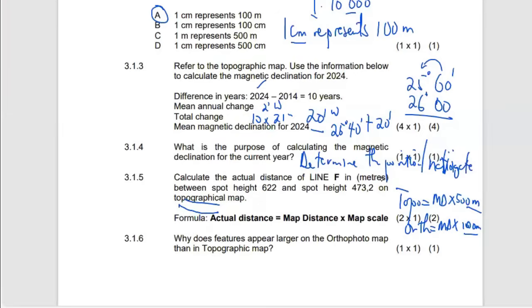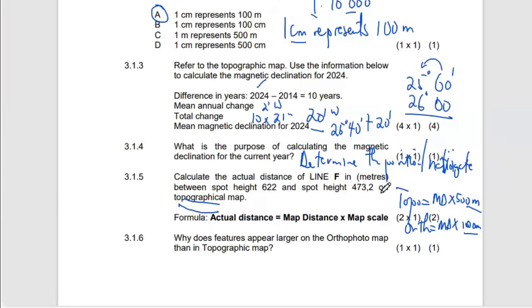So for a topographic map, with the scale of 1:50,000, if you had to reduce it to meters, you multiply your measurement from the ruler directly by 500. It will give you the real distance between the two points in meters. For an orthophoto map, you multiply by 100. That is going to give you the actual ground distance between those two particular points. Right, we move on to the next question.